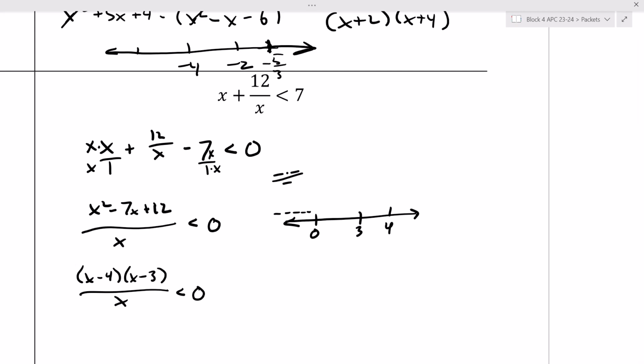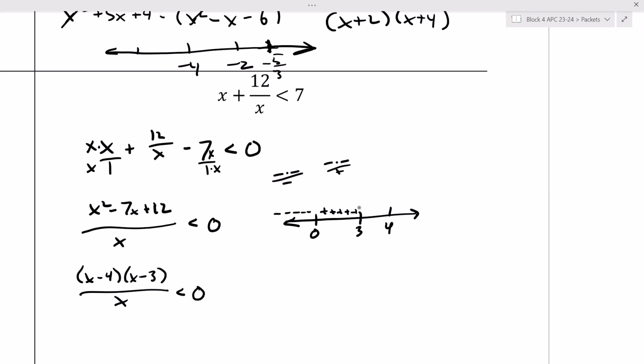Next number I'm going to plug in would be 1 or 2. Those are good numbers to plug in. 2.5, another fine number, nothing wrong with that. If I plug in a 1, we're left with a negative times a negative over a positive this time, which results ultimately in a positive number. And what number should we plug in between 3 and 4?